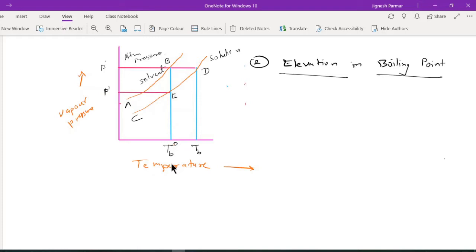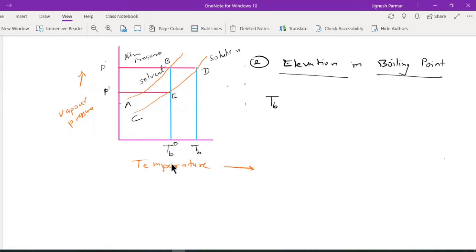As we know, the boiling point means the temperature at which a liquid starts boiling, converting from the liquid to the gaseous state. But after knowing vapor pressure, we define the boiling point as the temperature at which its vapor pressure becomes equal to 1 atm. That is what we call its boiling point.